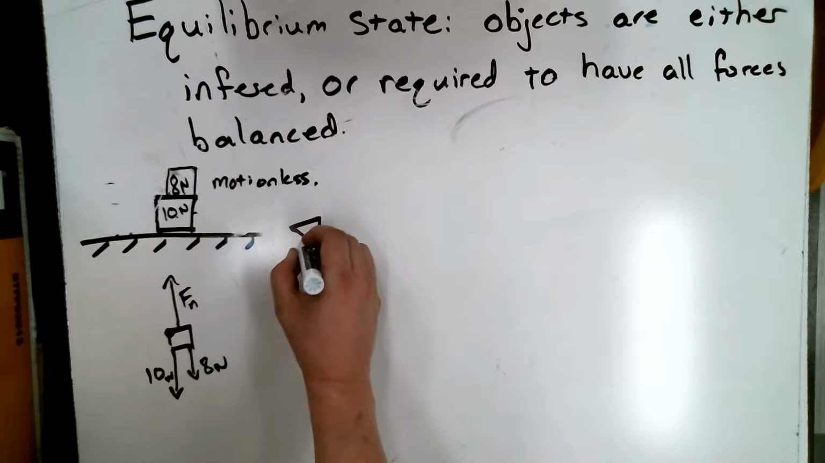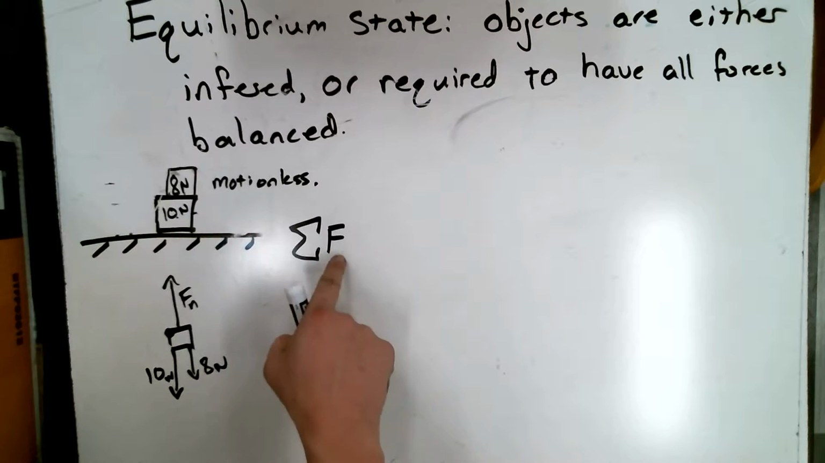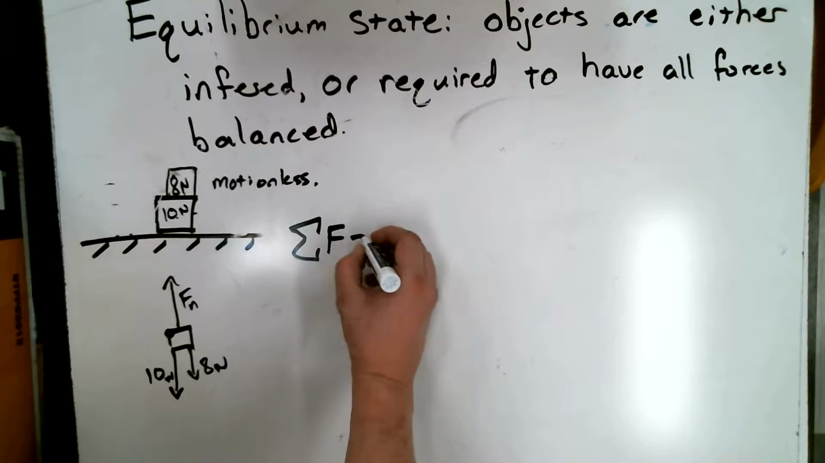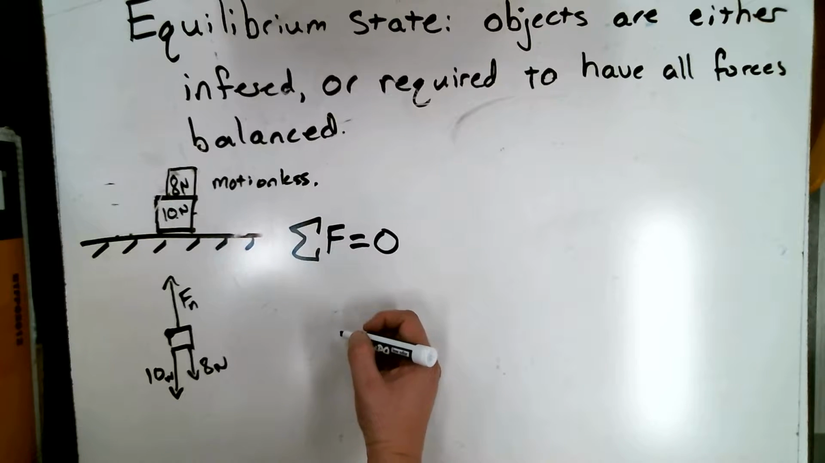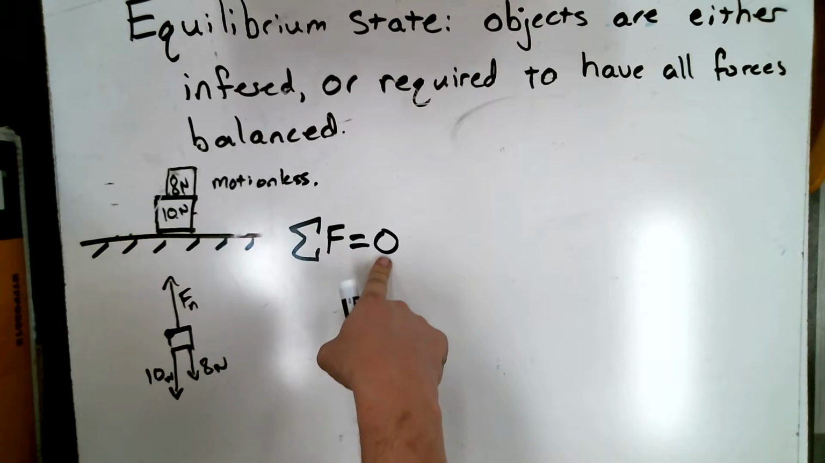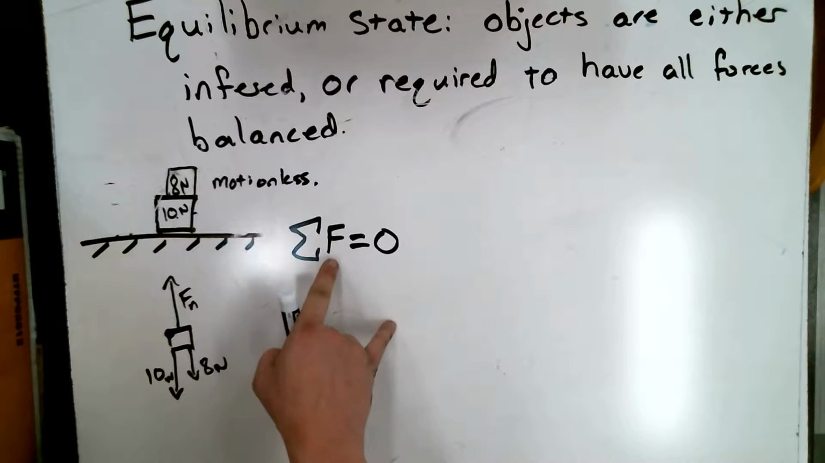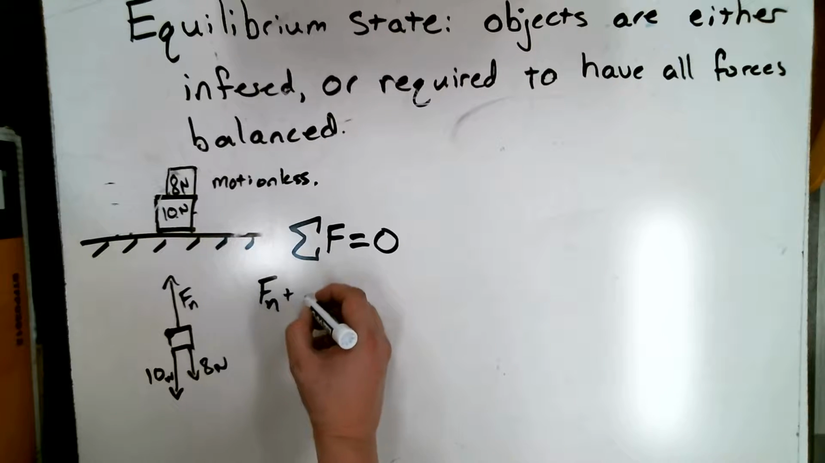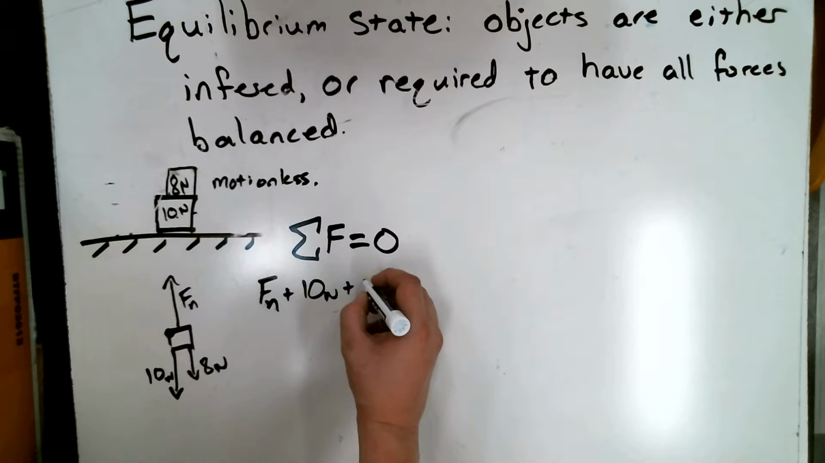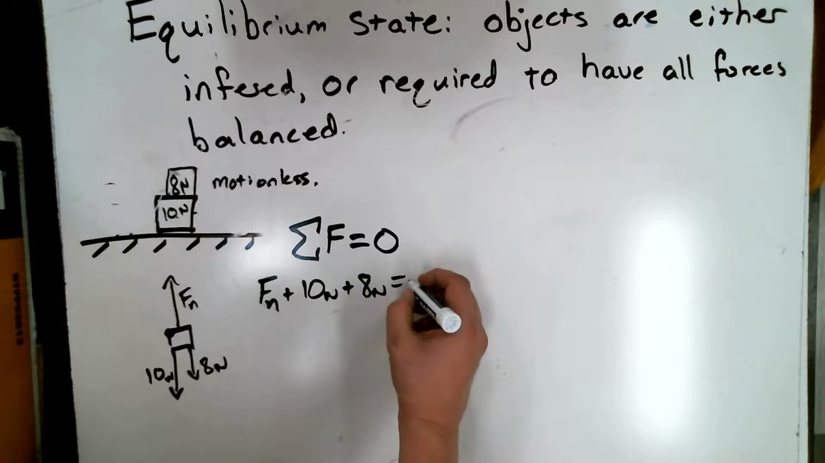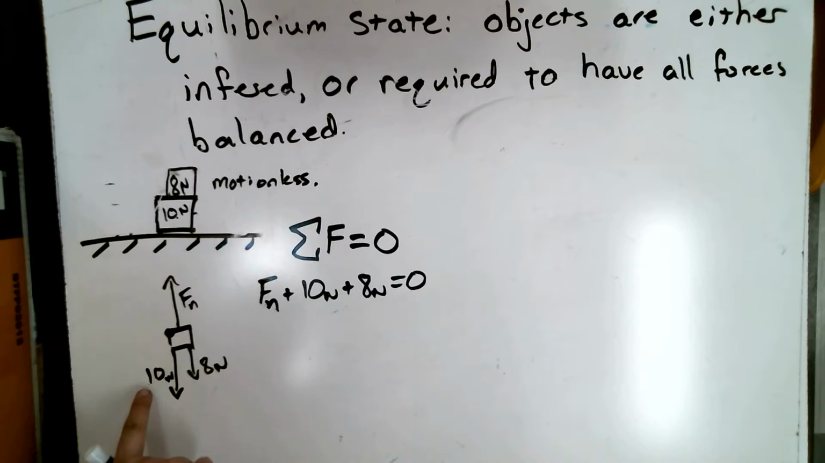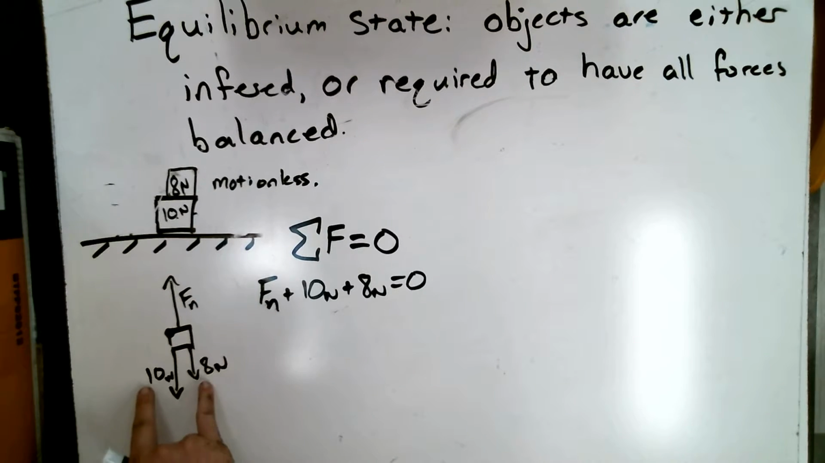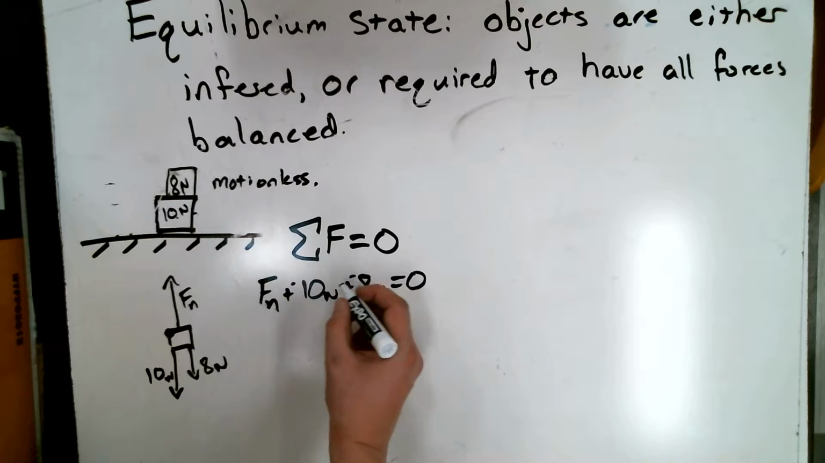So we are taking a look at our net force. However, because it is required or inferred to be balanced, we are setting it equal to 0. So this is our special condition this time. I'm going to take all of my forces. I have the normal force. I'm going to combine it with the 10 Newton force and the 8 Newton force and require them to be 0. I'm going to do a sign check. Force normal is up, so I'm going to call that positive. These are down, so that's negative and that's negative.